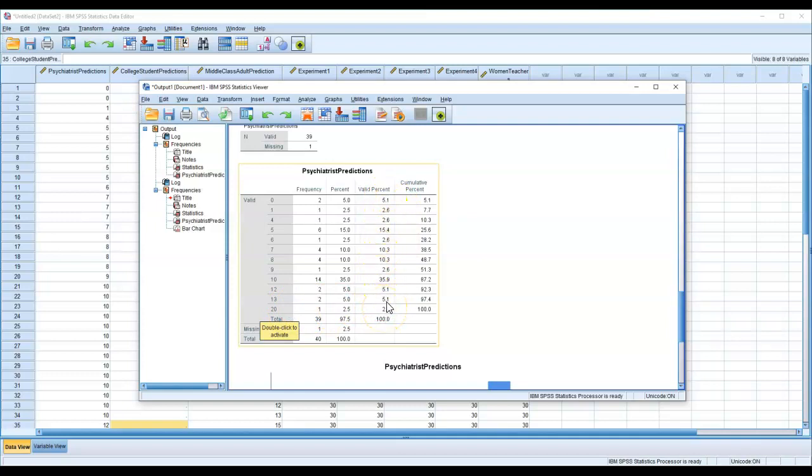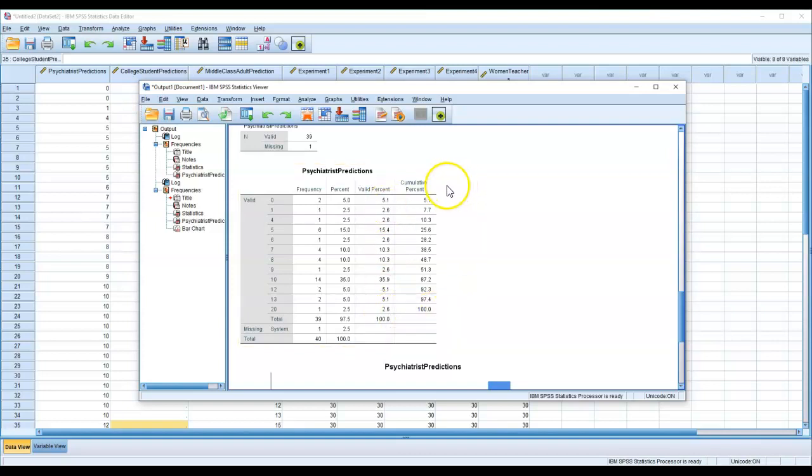So for each category, we have the frequency 2 divided by 39, which gives us the valid percent of 5.1. Right. So for example, if we look at the category 5, there are 6 people in that category, so 6 divided by 39, times 100, would give us the valid percent of 15.4. So in total, this adds up to 100%.